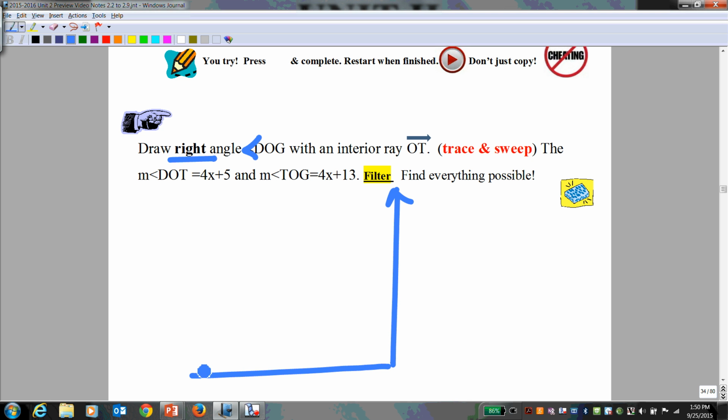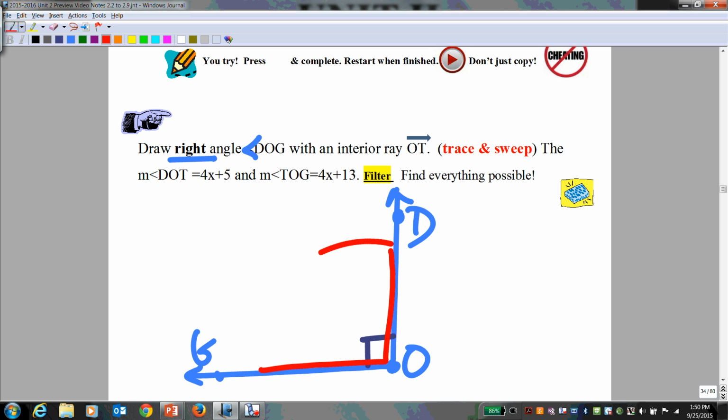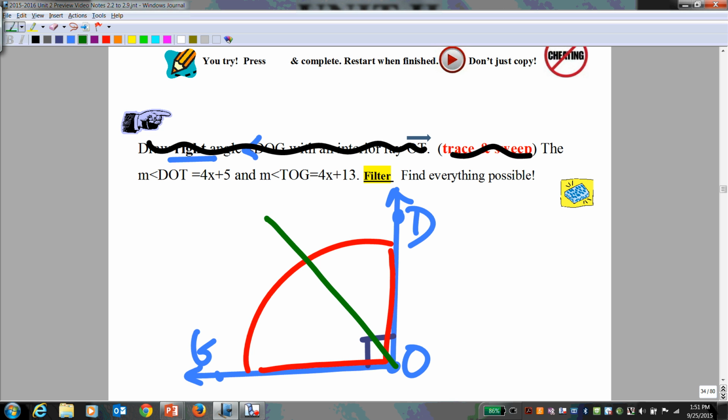So it's DOG, and O is the hinge. And you have to have a right angle box. Trace and sweep. Trace and sweep. Okay. Take care of that information. We have an interior ray OT here. So OT, we don't know where it is, so don't put it in the middle unless you're told it's in the middle.